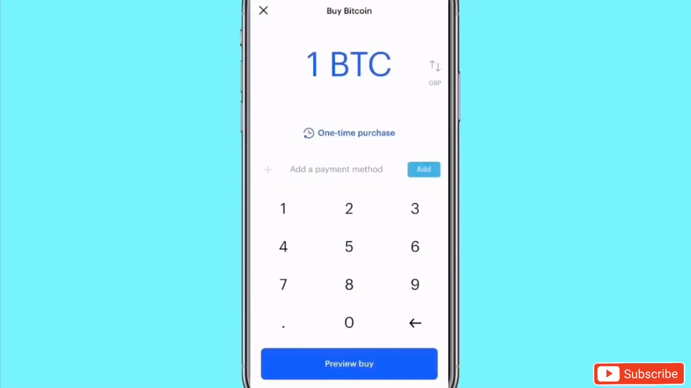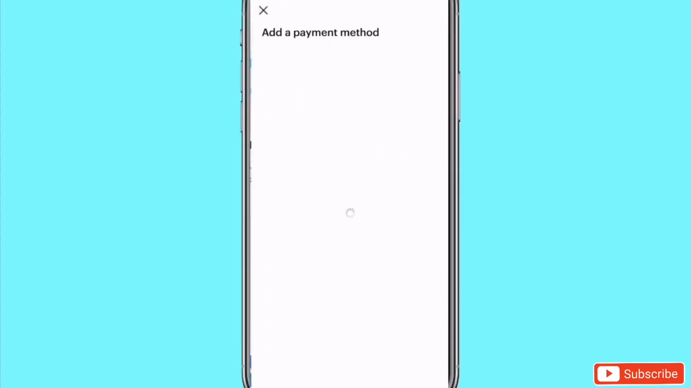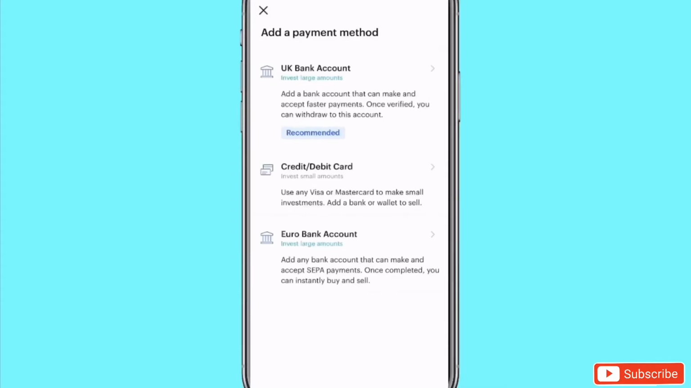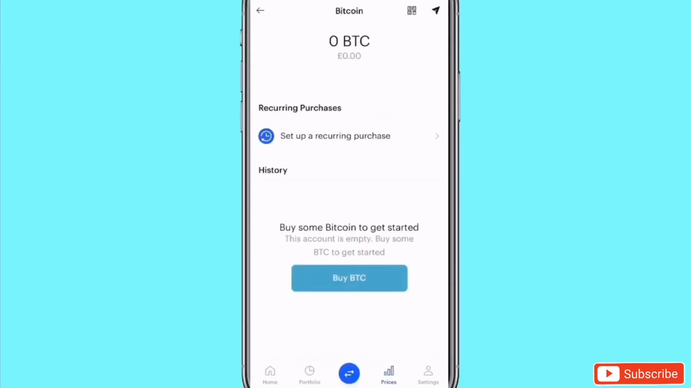Or that might be quite expensive. As we know, Bitcoin is about something like £9,000, something like that. So if I wanted to just buy a tenth of that, I could even do 0.1 there, etc. And then you can add your payment method, whether that be card or bank transfer, etc. You can see here credit card or UK bank account, and you can set it up so it could automatically add money in every single month.